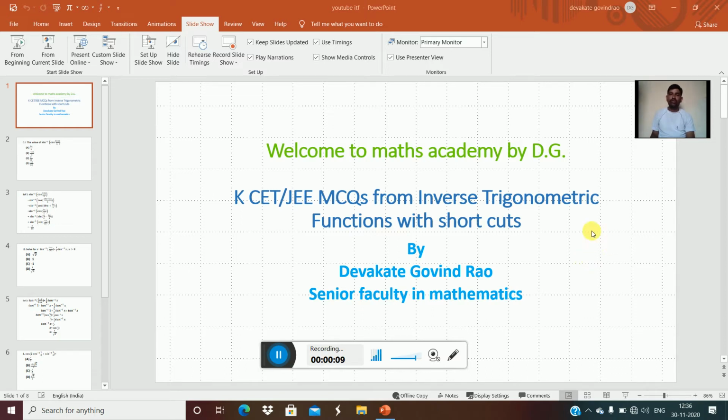Today we are going to start one of the important chapters, which is very important for KCET and JEE. That is inverse trigonometric functions. Okay, so now, students, observe here. In this, we will cover very important and interesting questions. Now we can start the first question. Are all of you ready? Shall we start? Yes. Now see the questions here.